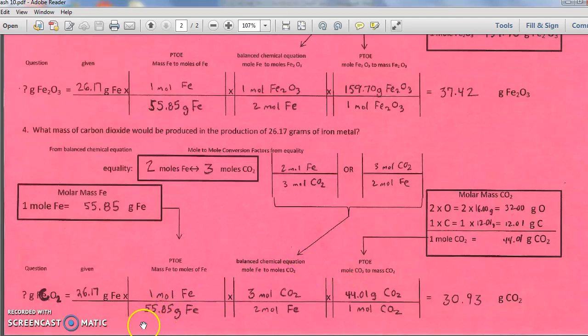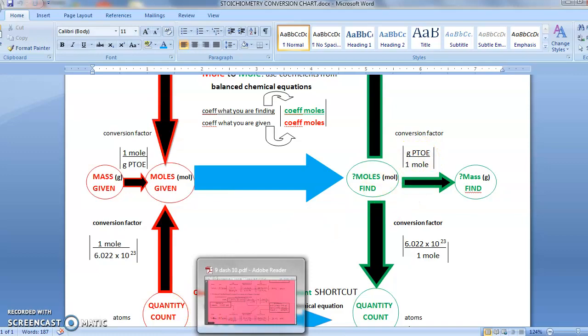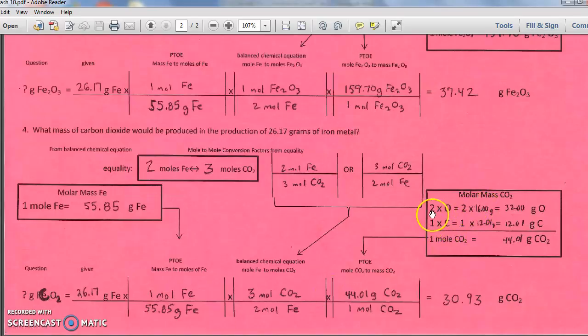In our last step, where are we now on the chart? We're at moles of CO2 and we want mass. Our conversion factor is add up the mass from the periodic table and put it over moles. So we're going to need the periodic table to make this happen. CO2 has 2 moles of oxygen in it. 2 times 16 is 32. There's 1 mole of carbon in it. 1 times 12.01 is 12.01. 32 and 12.01 is 44.01.